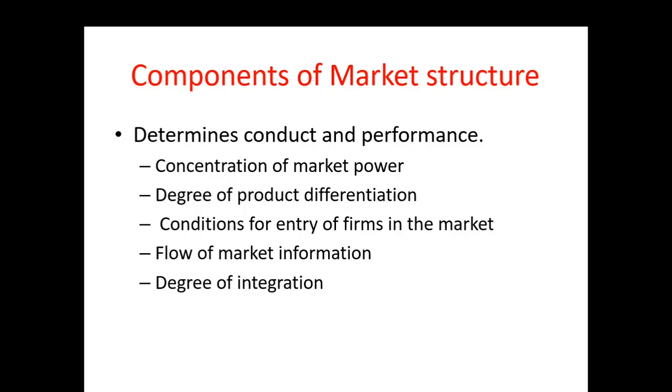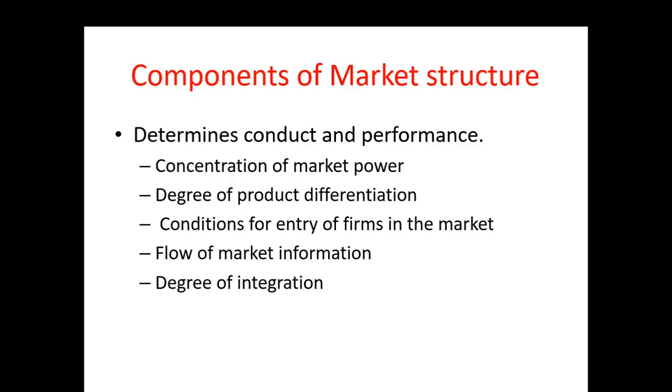Then another component of market structure is the conditions for entry of firms in the market. For example, if you have a cooperative market, not each and every firm can enter the market. No private entities are allowed to enter. Only the registered cooperatives can enter the market. Components also include the flow of market information, how information flows from the market to other persons and from other persons to the market, because that will determine the price, market demand, and other conditions.